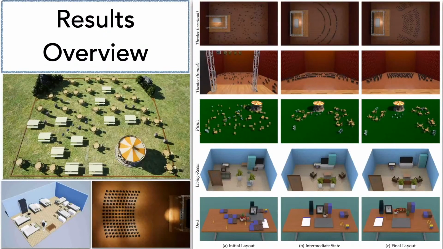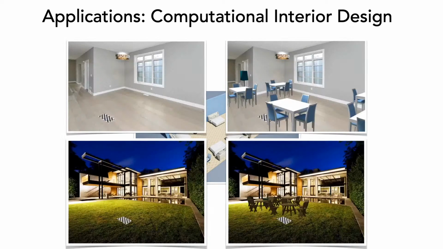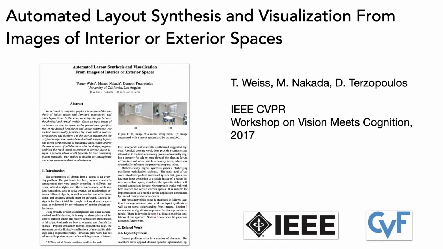To conclude, we can synthesize a wide variety of layouts, from the layout of a small desk to a large theater. One application of our system is in supporting interior design. For example, other than synthesizing furniture arrangements for virtual worlds, we can also synthesize furniture arrangements into 2D images. For more details about this work, please refer to our CVPR 2017 Vision Meets Cognition workshop paper.